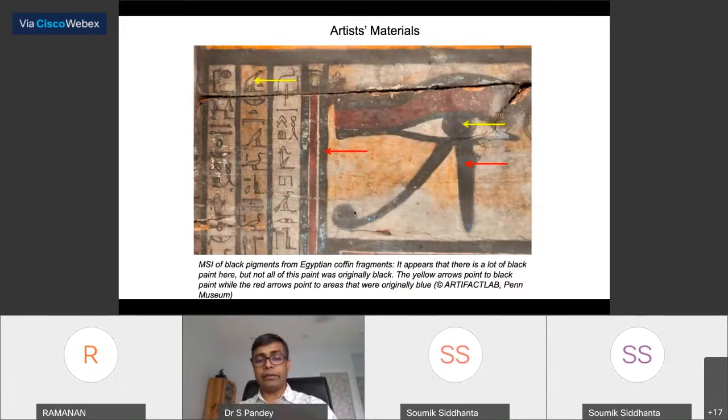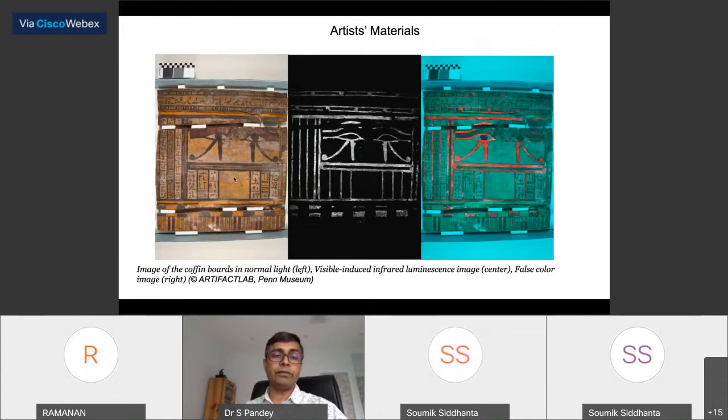Multispectral imaging, as the name suggests, you have multiple wavelengths of spectrum, trying to study the painting under those and convert the resultant image into a false color for better understanding and visualization. So now this is the fragment here. You can see the original fragment, and this is visible induced infrared luminescence. Since it is infrared luminescence, you see this all black and white, and this is white fluorescence that is coming, and you see none of those black pigments are fluorescing.